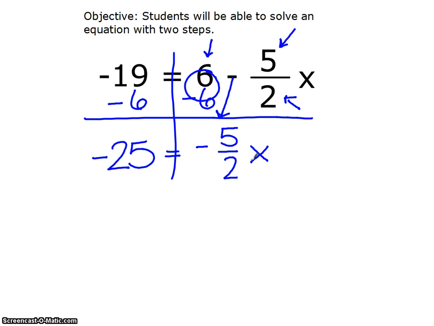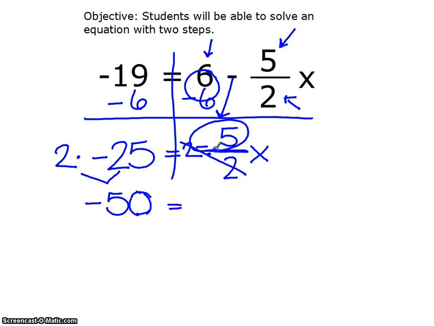There's a couple of ways to do this. I think the easiest way is there's this divide by 2. Well, I know if it's divide 2, I can multiply 2. So I'm going to multiply 2 to both sides. 2 over 2 is 1. That leaves me with negative 50 on this side. And what's left here? I got negative 5x. Remember, you didn't use the negative yet. You need to bring it down.